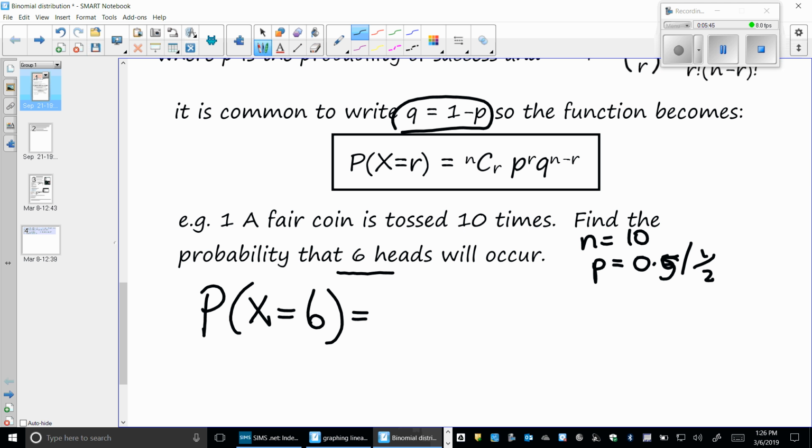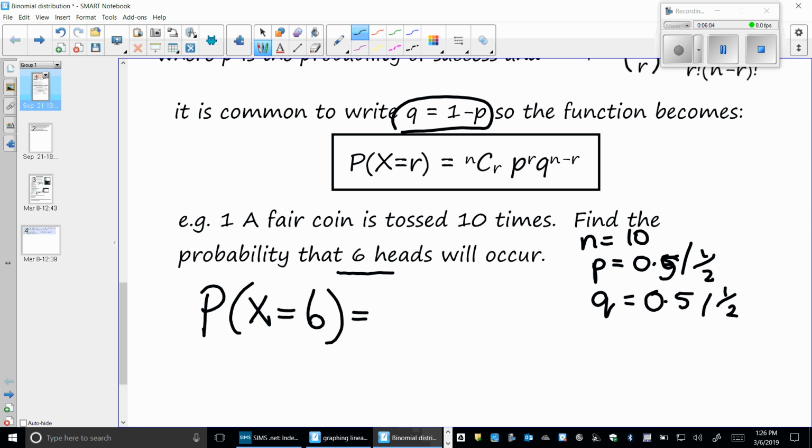So N is 10, P is that. So Q would be what? 0.5. Yeah, 0.5 or a half as well. Now this is not normal, okay? So don't think that they're always going to be the same.